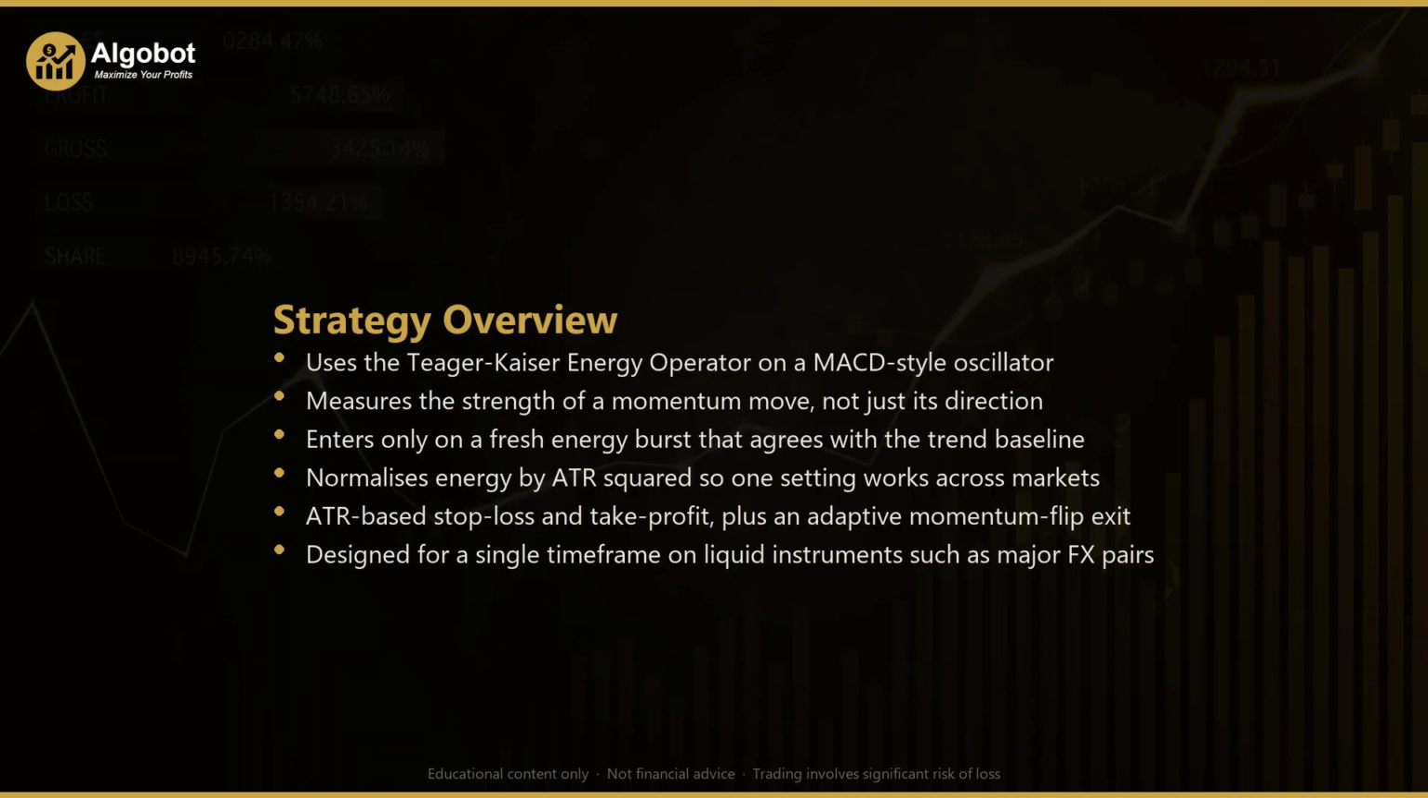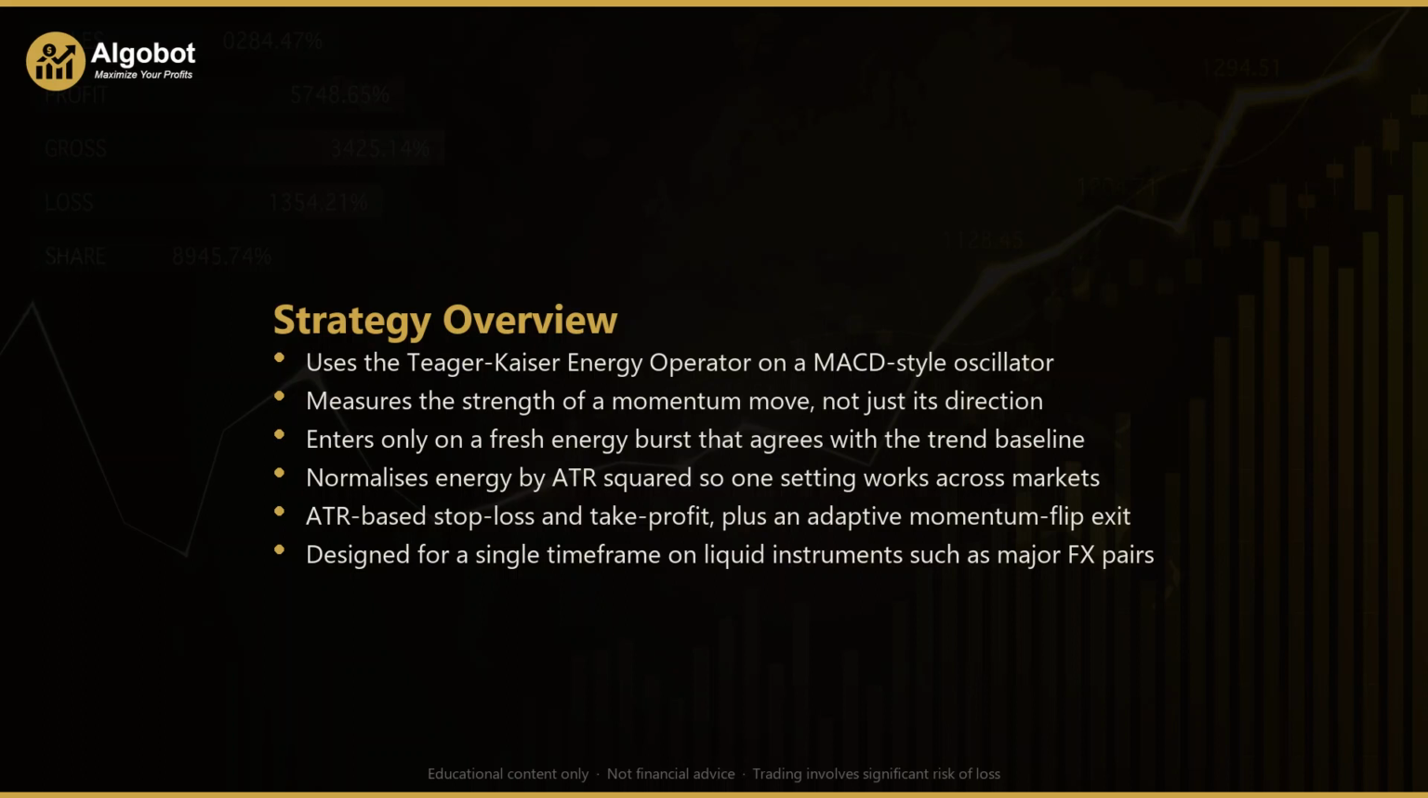Because raw energy would vary wildly between a calm currency pair and a fast-moving one, the strategy normalizes it by the average true range squared. That gives a clean, comparable reading, so a single threshold setting can serve different symbols and different time frames without constant retuning. The strategy is direction agnostic when it measures energy, meaning a strong down move charges just as much energy as a strong up move.